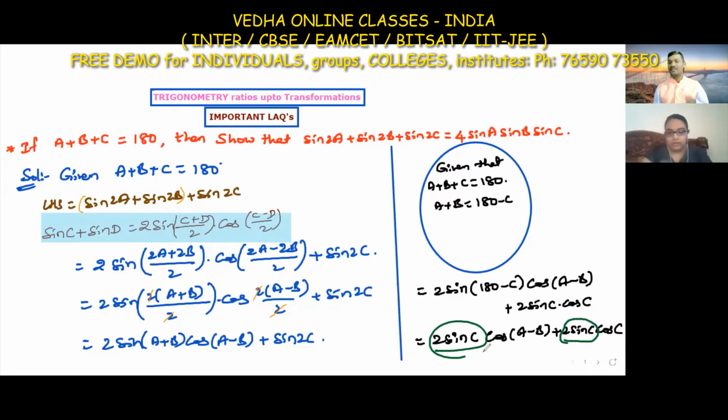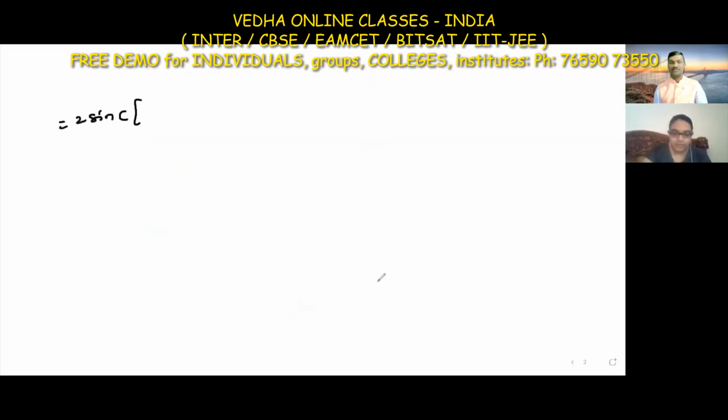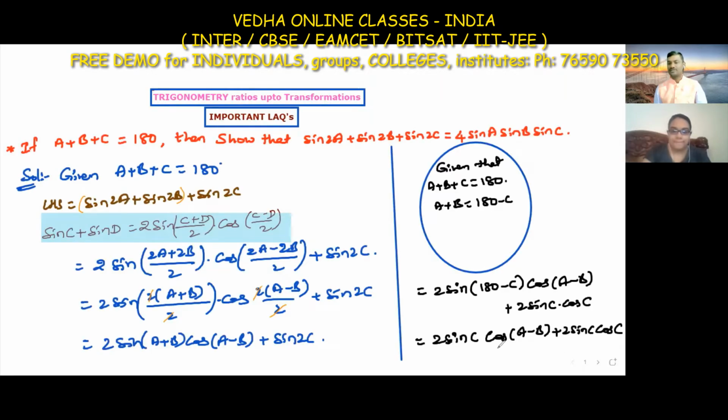Other than these 2 sin C, what do we have? Cos of (A minus B) and cos C we have. Okay, so now I am taking 2 sin C common. So remaining is cos of (A minus B) plus cos C. Okay, this common, cos of (A minus B) and cos C.